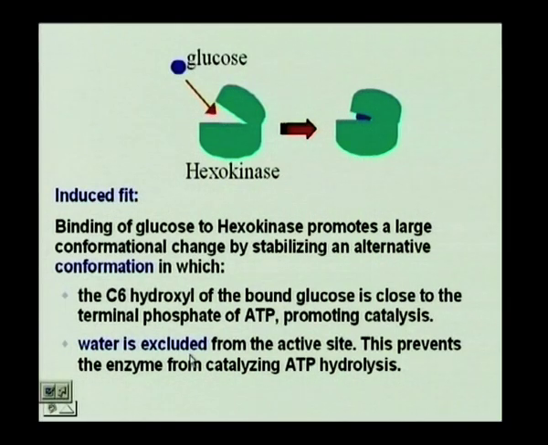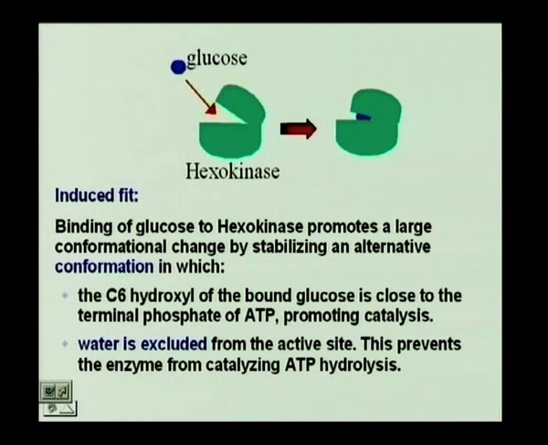Because what would happen if water would be there? ATP would be hydrolyzed. Okay. We do not want the hydrolysis of ATP, we want the phosphate to be transferred only to glucose. Okay. So, once the substrate comes to hexokinase, it changes its conformation so that it can accommodate glucose, at the same time positioning ATP in such a manner that it is favorably interacting.